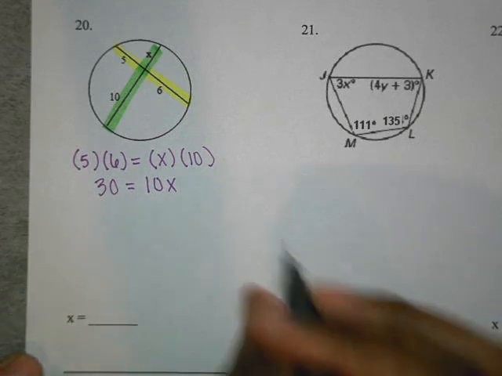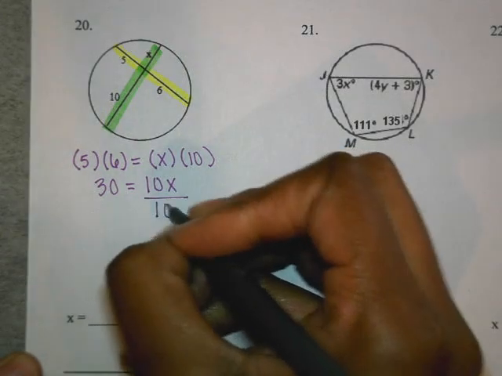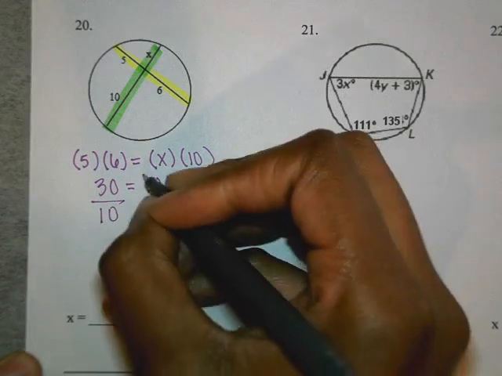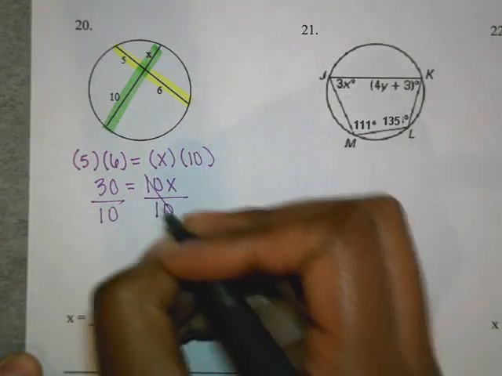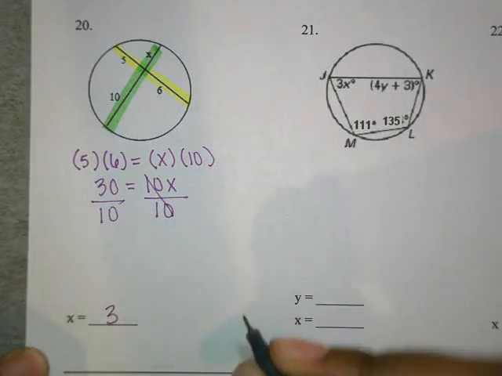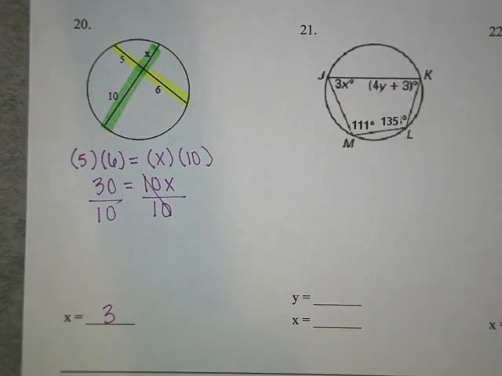And now we can solve as normal. You don't need Desmos for this. We can divide by 10, and x equals 3. 30 divided by 10 is 3.